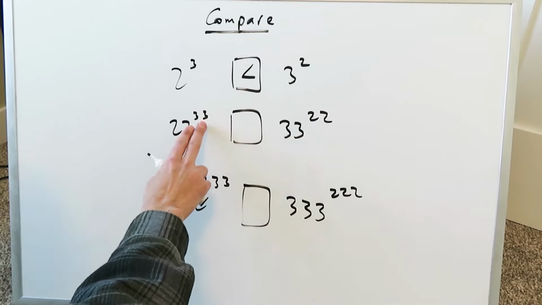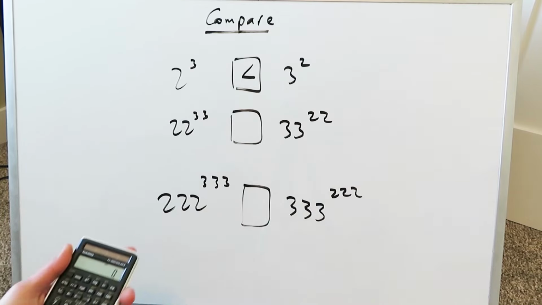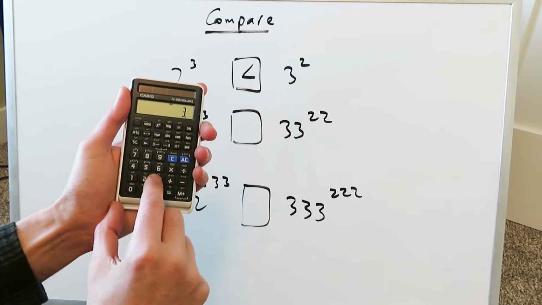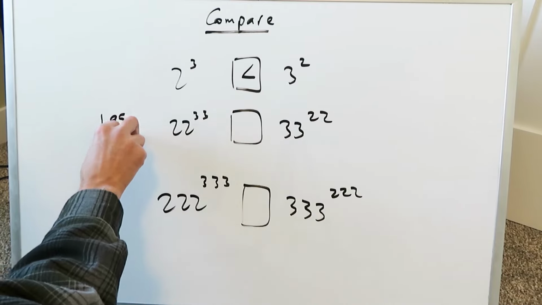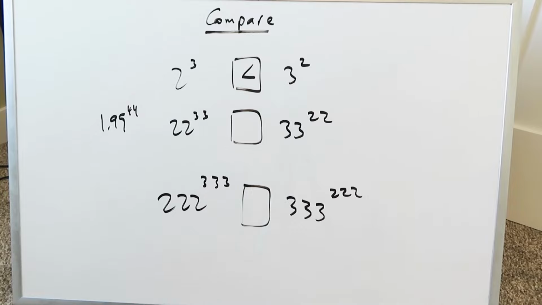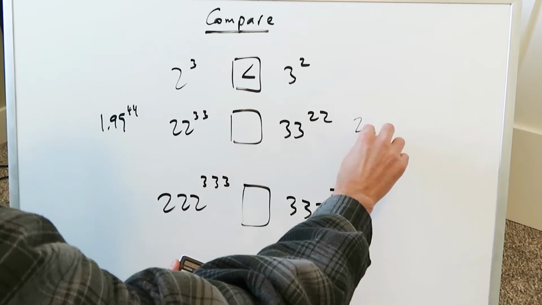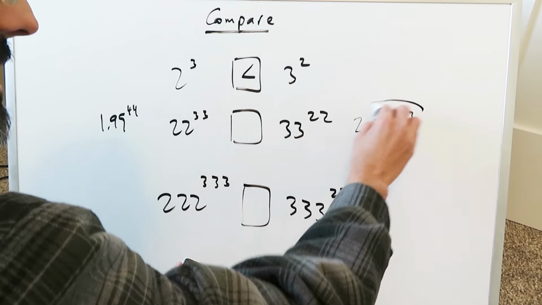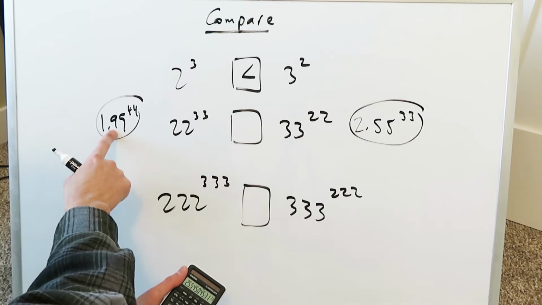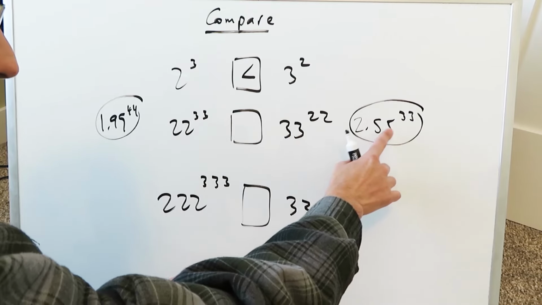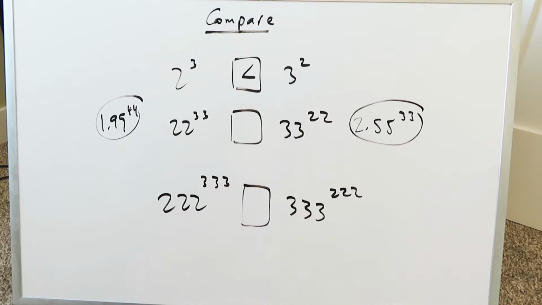When you're looking at 22 exponent 33 and 33 exponent 22, you can bring your calculator and see what would happen. You'd have 22 exponent 33, which gives 1.99 exponent 44, and 33 exponent 22, which gives 2.55 exponent 33. The problem is these are ambiguous because we don't know if the effect of the exponent 44 on a base of 1.99 is larger than 2.55 with exponent 33. Here you have a smaller base, larger exponent, but we still cannot comprehend.